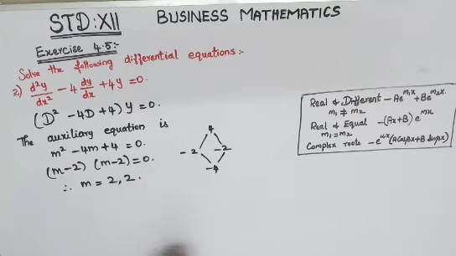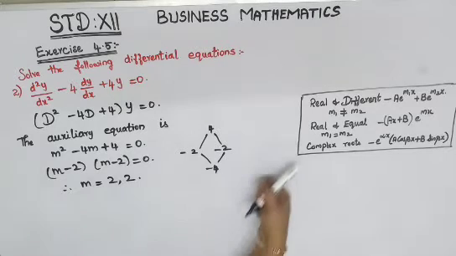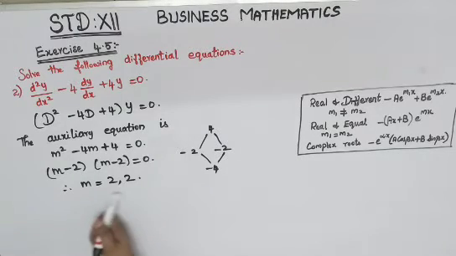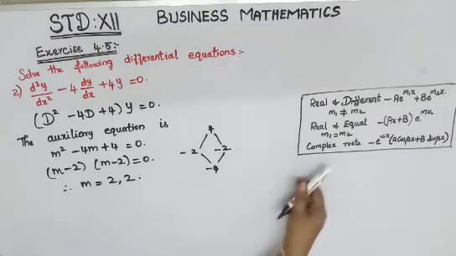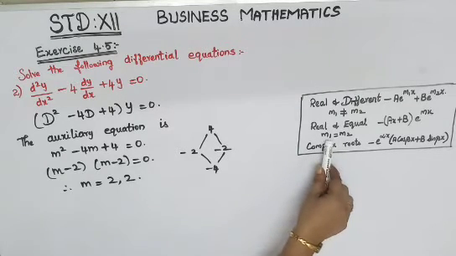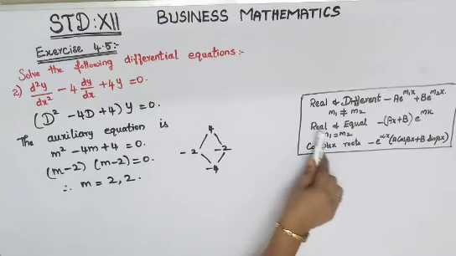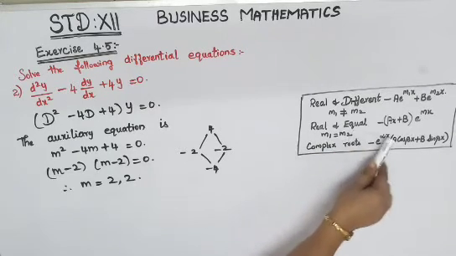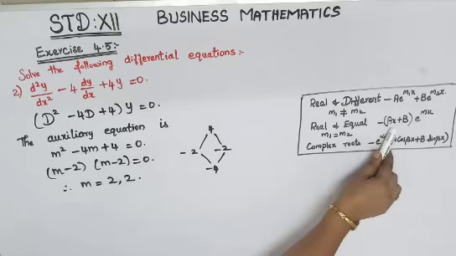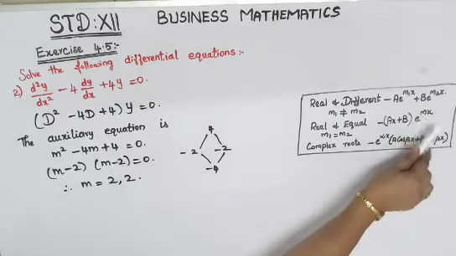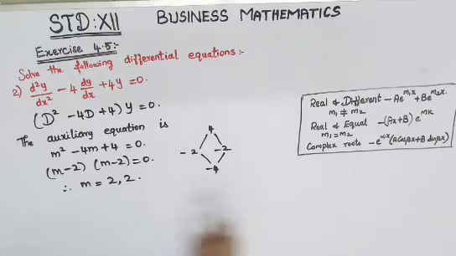Now you will have to write your complementary function. For that your formula is here. So m is the same, m1 and m2 both are 2 and 2. So you will have to go to your second condition. Just I have written here m1 is equal to m2. So if it is same, real and equal, therefore your formula will become (ax plus b) into e power mx. So this formula you will have to use here.